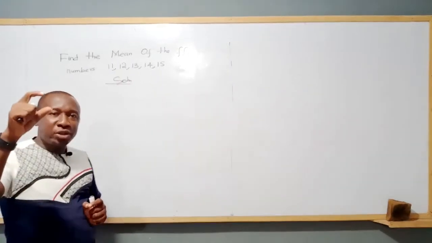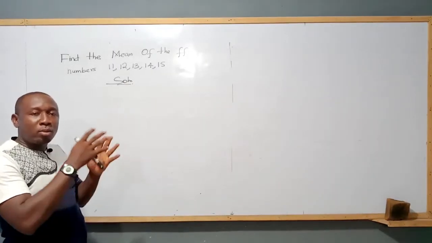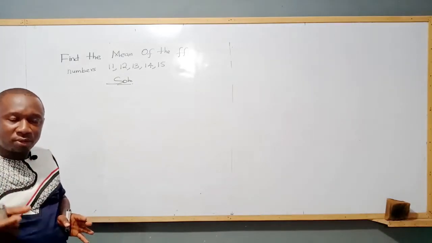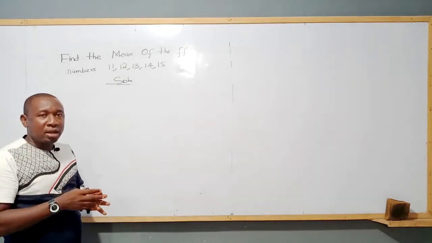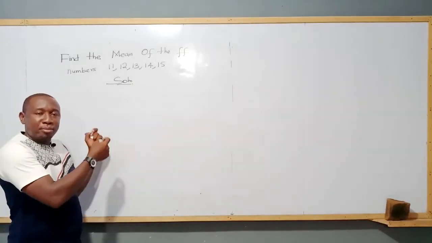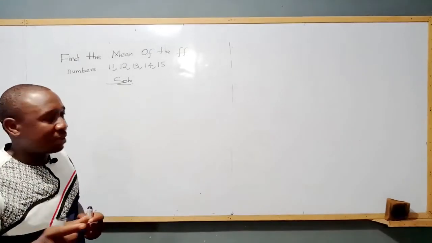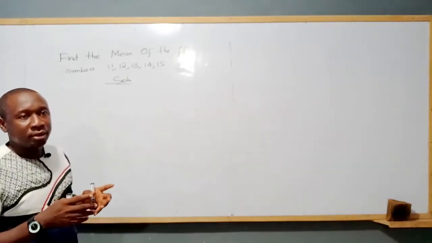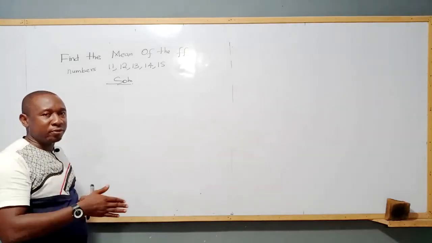When the observations in the list of numbers, or in the data set given, repeat themselves, there is a formula that is used to find the mean. But when the observations are not repetitive, there is a formula that is also used to find the mean of the set of numbers given. What I mean by repetitive and non-repetitive is this.